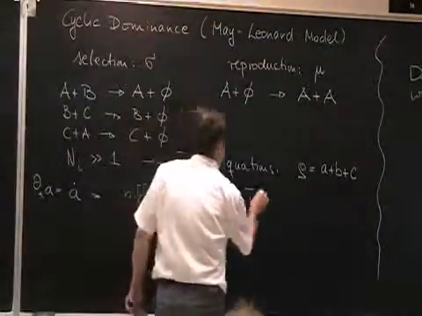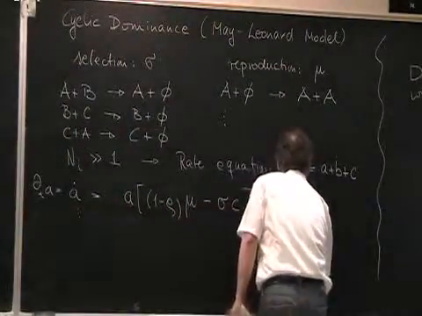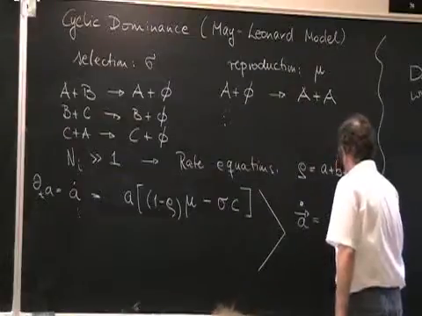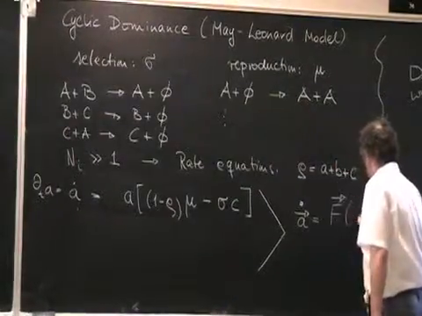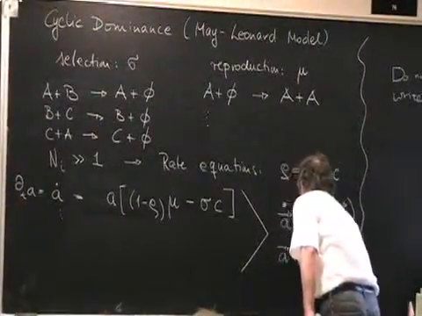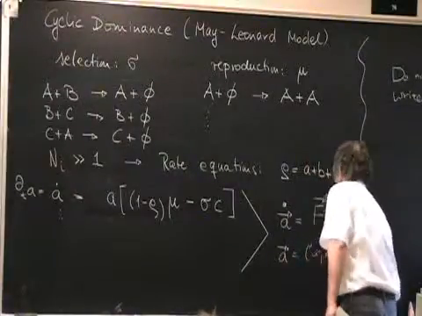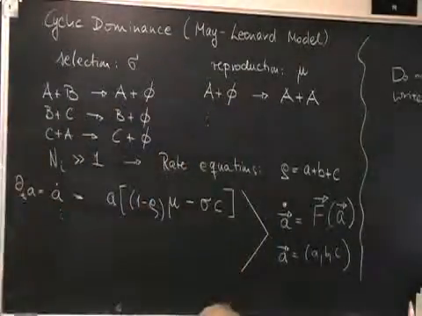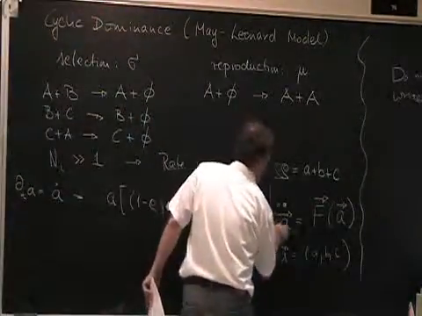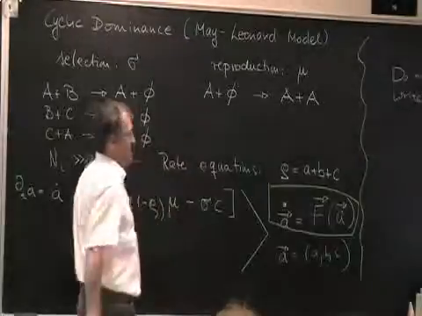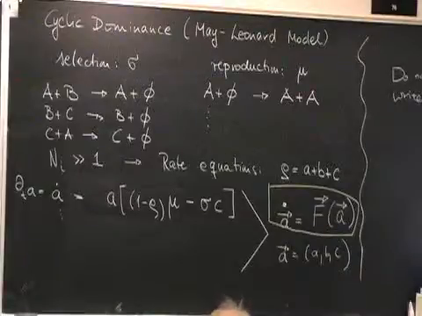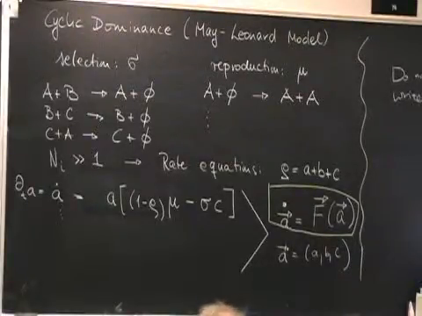So together, this gives a set of equations for a vector variable, given by a vector function depending on the state vector A, and my definition of A is just A, B, and C. And once you have an equation which is of this structure, there is a standard set of steps by which you analyze this nonlinear dynamics problem. And I will explain that to you.